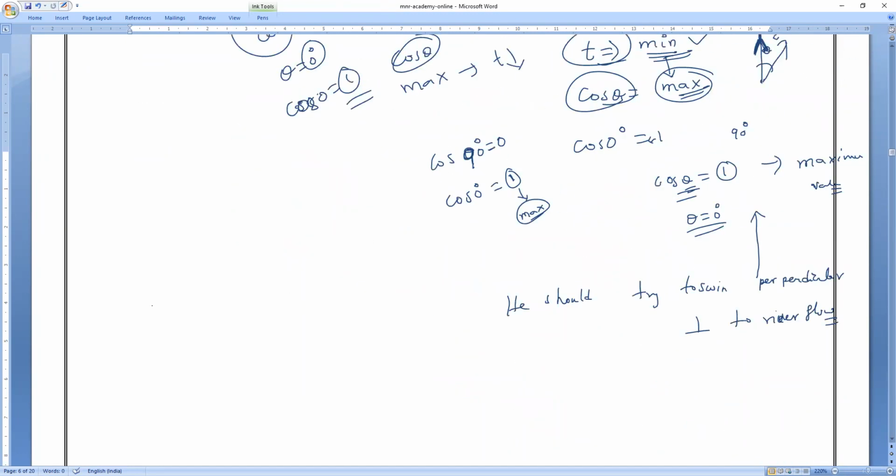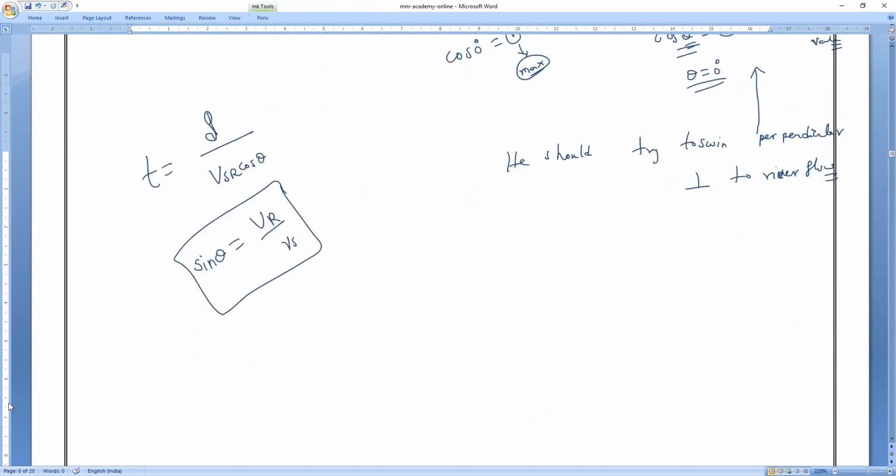Have you understood? If you want to find the time, what is the formula? Distance of the river divided by VS cos theta. If you want to find the minimum distance, sin theta is equal to what? Everybody, minimum distance, sin theta is equal to VR by VS. Clear? So this is the concept.